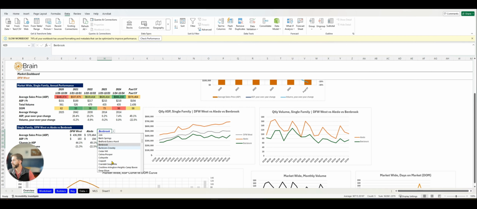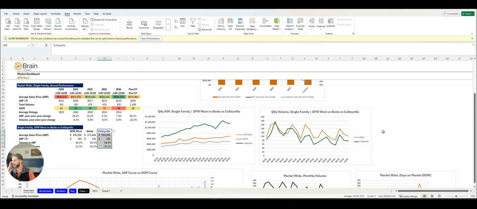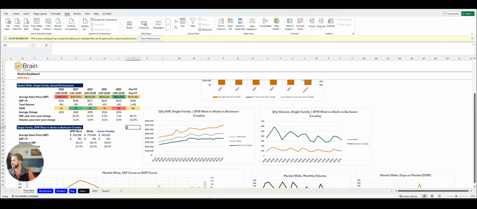We could also compare it to Colleyville. Let's do that real quick. Just look at Colleyville as well. So you can see Colleyville way up there on price. Not a shocker. Not quite there on volume compared to Aledo. Let's go to Burleson. So Burleson and Crowley, even more stark comparison, a stark difference than Aledo there.